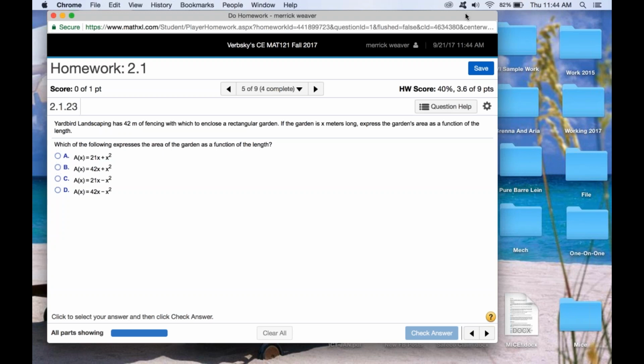So it says Yardbird Landscaping has 42 meters of fencing with which to enclose a rectangular garden. If the garden is X meters long, express the garden's area as a function of the length.